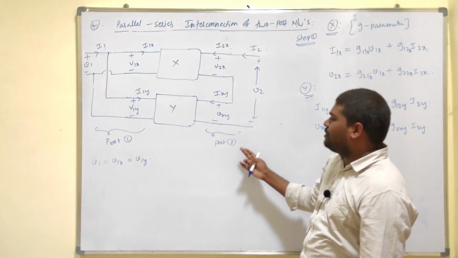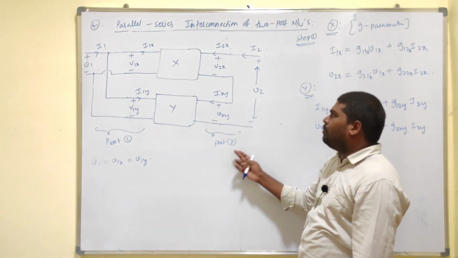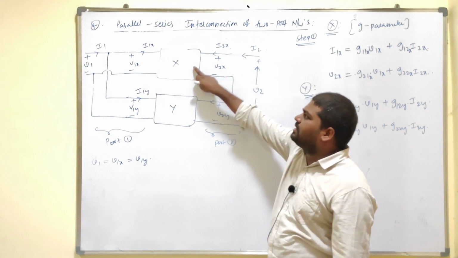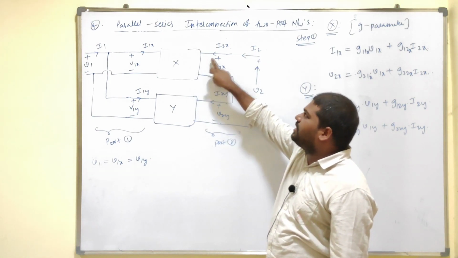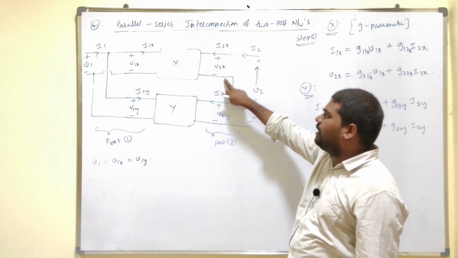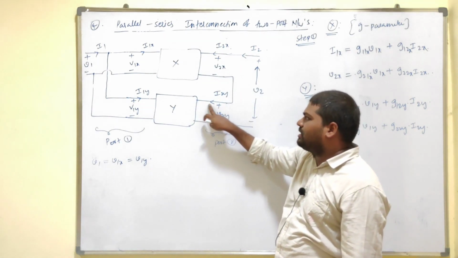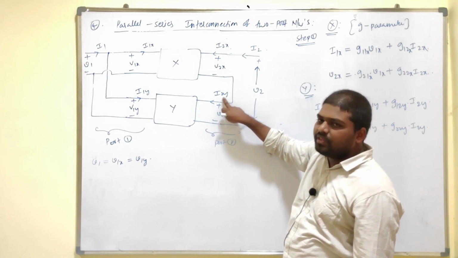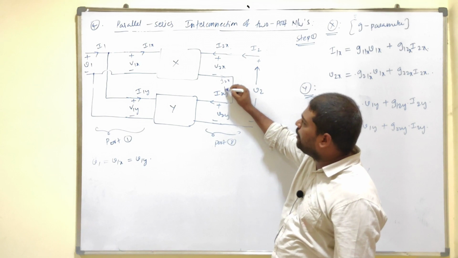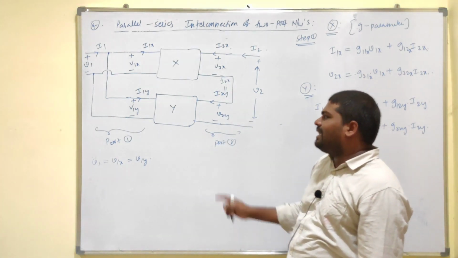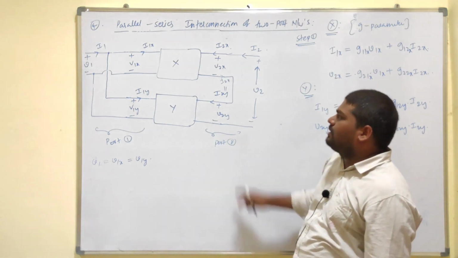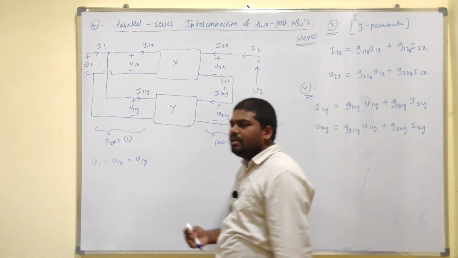And in the same way, you can observe this in port 2. In port 2 we have I2 current. This is entering into x network, which we can treat as I2x, and the same current leaves through this terminal. After that, it enters through this terminal, where we indicate it with I2y. That means I2x equals I2y, and the same current leaves through this terminal. That means this is series path, so the current is same.